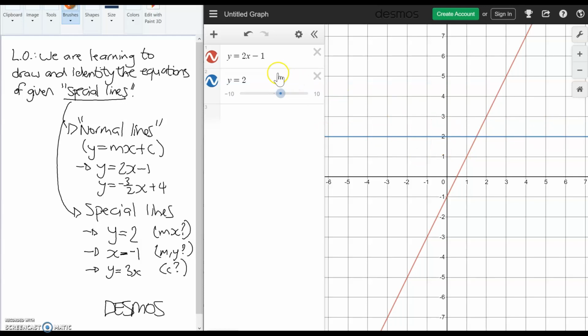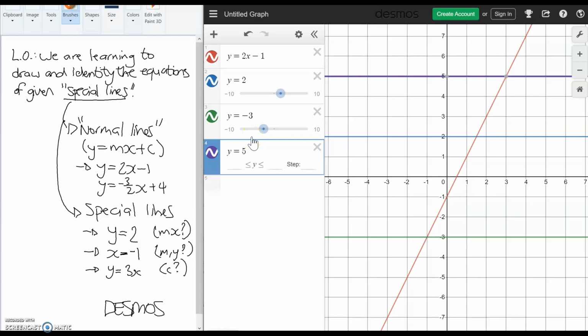And we can go back to the y-axis to figure out that that's y equals 2. Just an example, if I was to write y equals negative 3, I would anticipate a horizontal line going through negative 3 on the y-axis. So let's look if that works. Negative 3, perfect. We can see a green line pop up there. And just one more example, if I had y equals 5, I would expect a horizontal line to go through 5 on the y-axis. There you go.